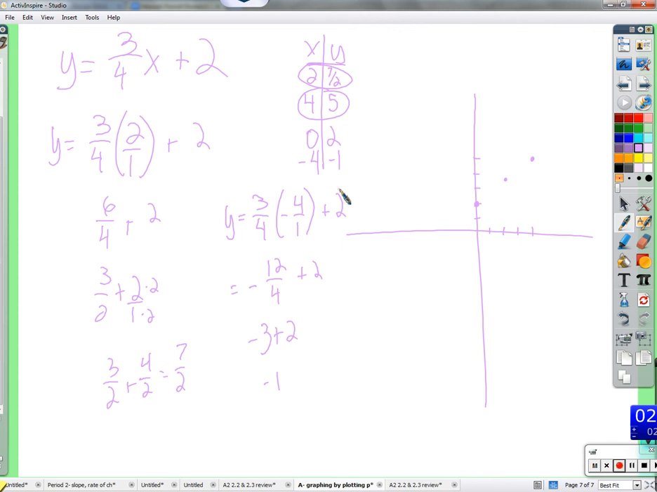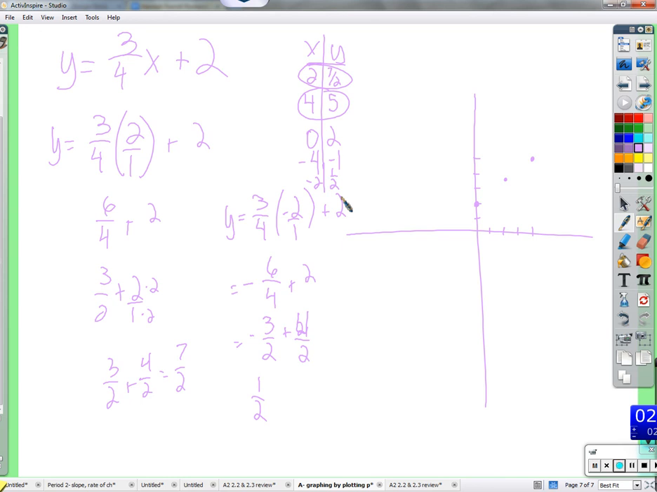What about negative 2? You see what happens when we do negative 2? Negative 2, 1. Negative times positive is negative. We get 6 over 4. That simplifies to 3/2. Negative 3/2 plus 2, that's 4/2, so we get 1/2. Negative 2, comma 1/2.